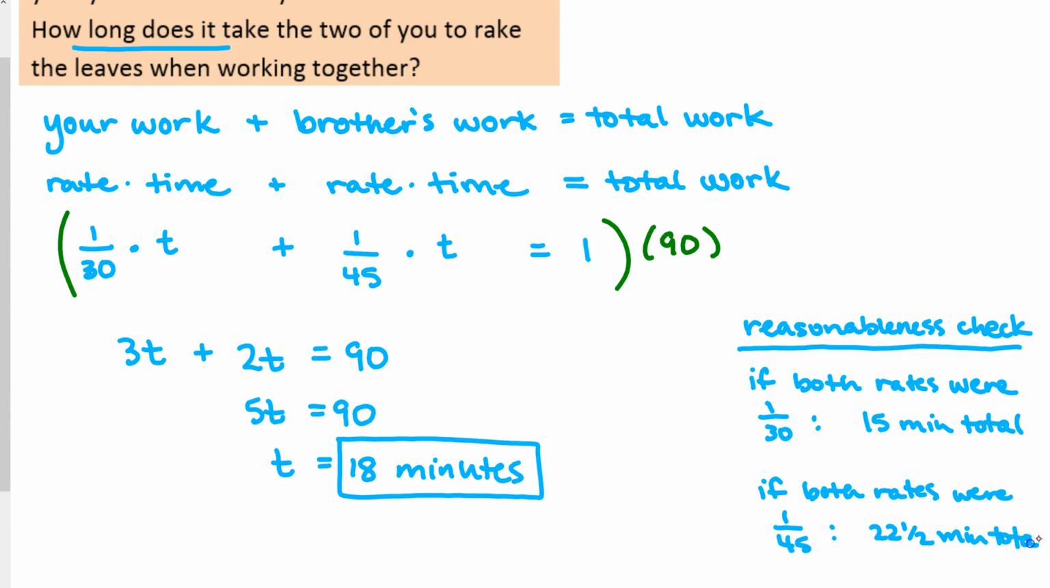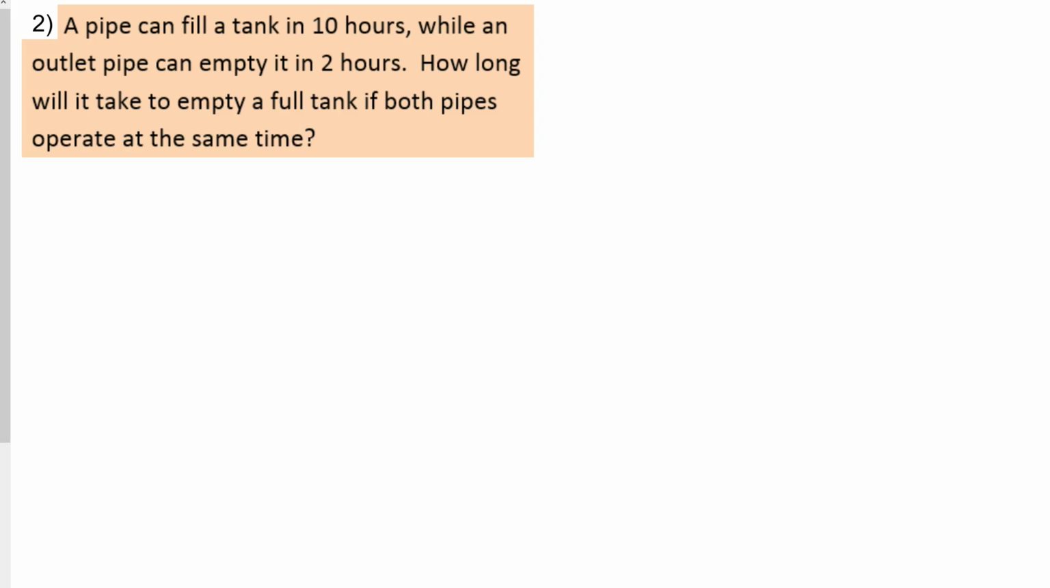So do you see how the answer we got falls in between those? 18 minutes falls in between 15 and 22.5. So that tells me that it is reasonable. It doesn't check it precisely, but it does check it sort of in a common sense kind of way. Okay, let's move on to the next problem.